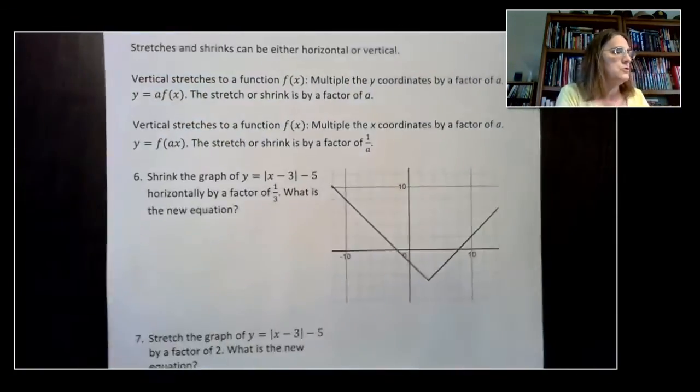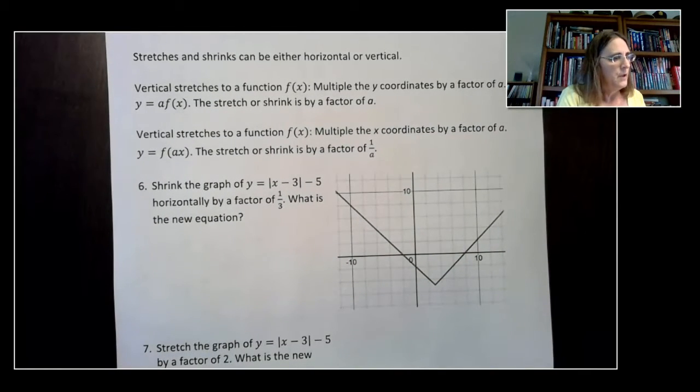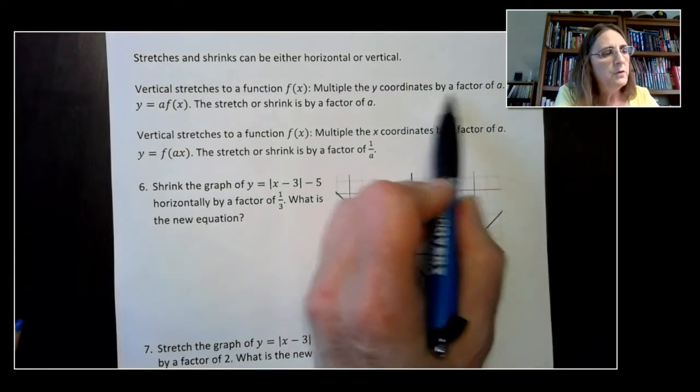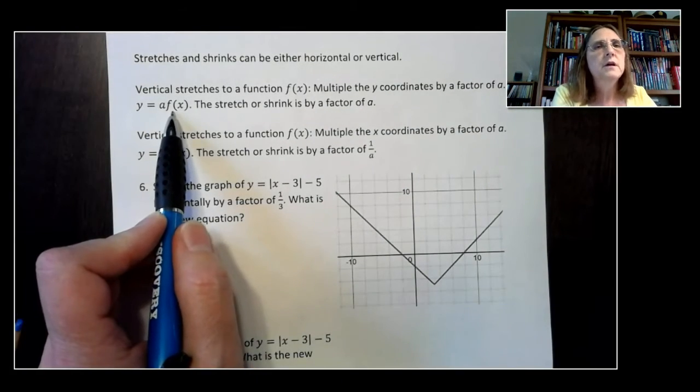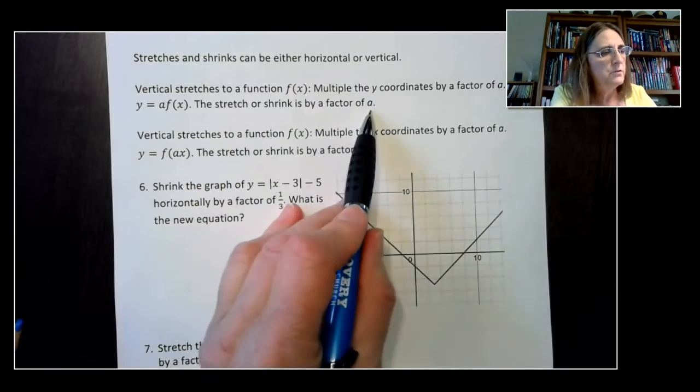Okay? Now, let's see what a stretch or shrink looks like. Vertical stretches to a function f of x. We multiply the y coordinates by a factor of a, so we have y equals a times f of x. And the stretch or shrink is by a factor of a.